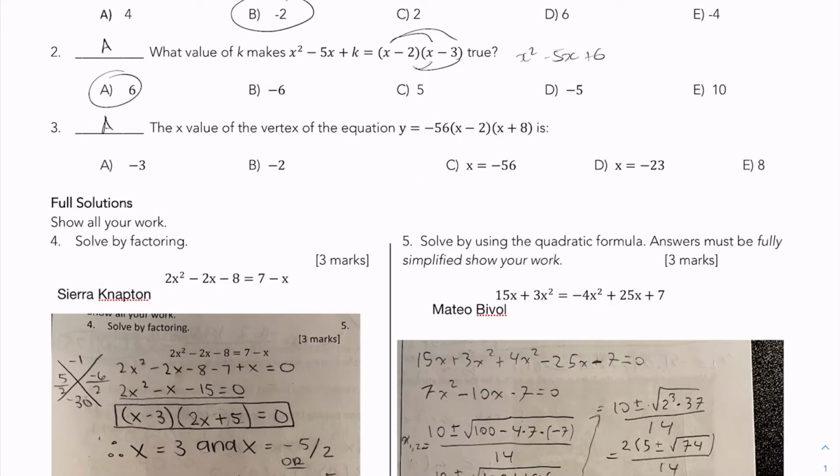The last part, number 3, you had to find the x value of the vertex of the equation given in factored form. And there you just had to read off the roots and find their midpoint, so -8 and +2. Divide by 2 to give us -3. So the answer was -3. Moving on.